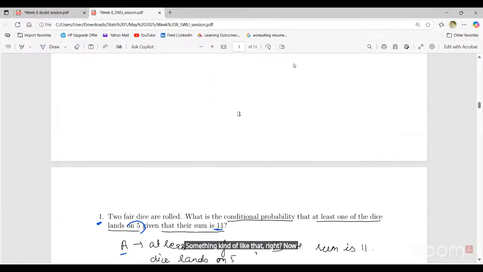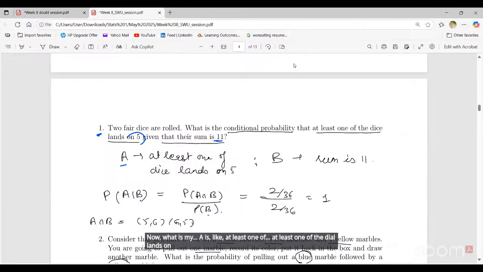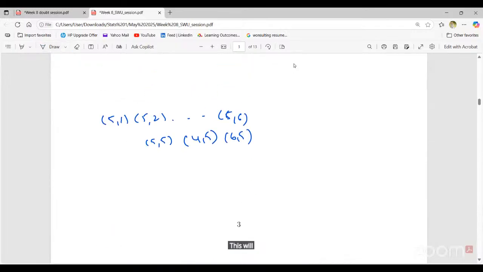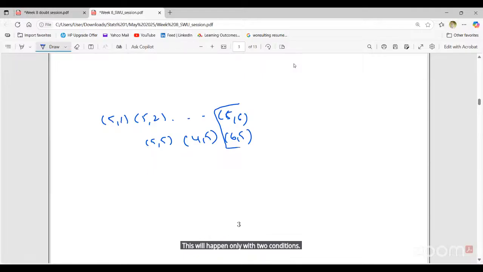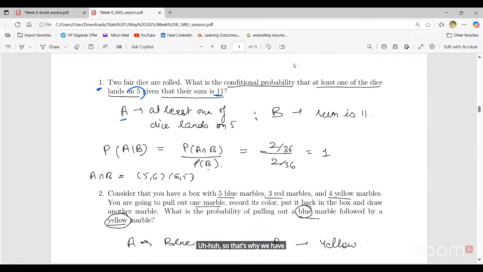Now they are saying that A is at least one of the dice lands on 5, and B is the sum is 11. So just join both of the conditions. At least one of the dice should land on 5 and the sum should be 11. This will happen only with two outcomes, 5,6 and 6,5. So that's why we have the probability 2 by 36.